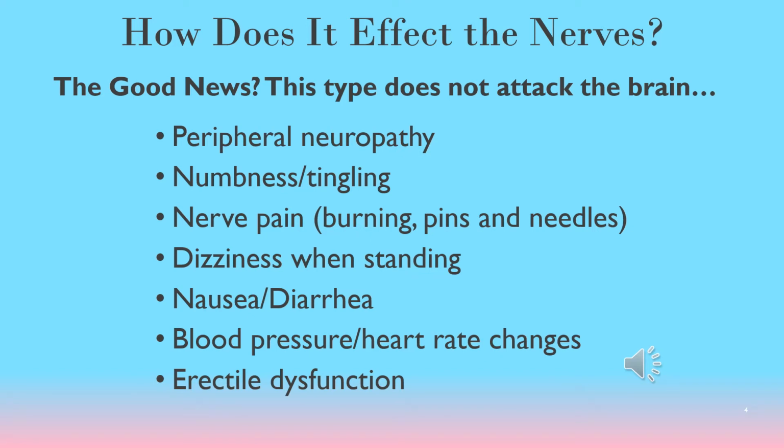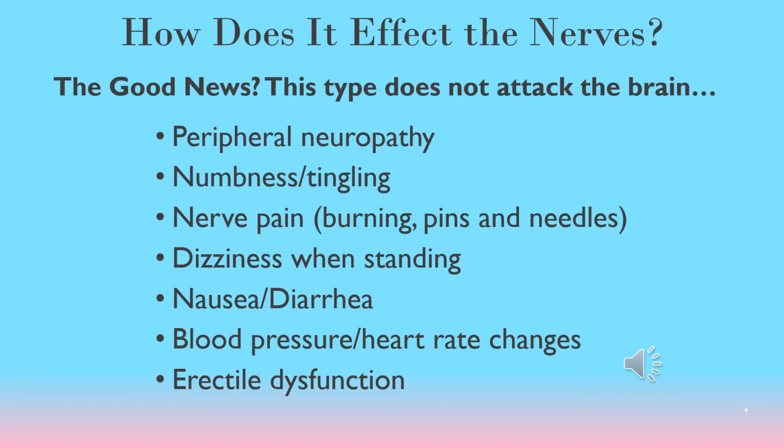Now, the one good thing about this particular type of amyloidosis is it doesn't affect the brain. That's the plus side of this one. Now, it does affect the nerves, though. So there can be a lot of problems with peripheral neuropathy, numbness and tingling in the fingers and hands. There can be a lot of problems with nerve pain, the burning and the pins and needles feeling of neuropathy. Peripheral neuropathy in the feet, the burning sensations and the tingling sensations in the feet.